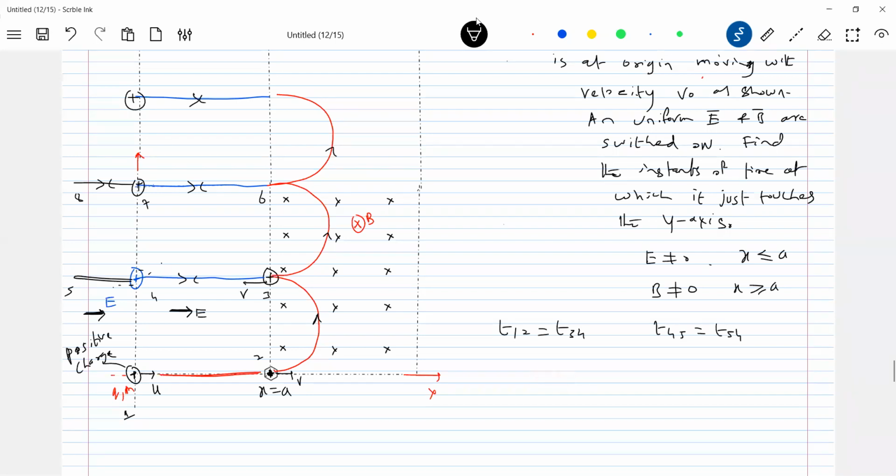What is T23? T23 should be equal to half of the time period, 2 pi m by qB, you know, so pi m by qB. So at t equals 0, it will start from here. So calculate T12 from electrostatics. Then T23, you know it. T12 should be equal to T34. Calculate T45. How to calculate T45? Again, the time taken for it to undergo retardation. So just work out the motion of the charged particle.